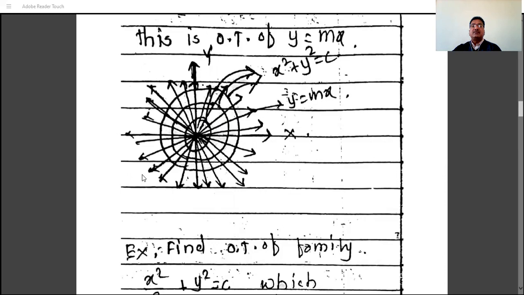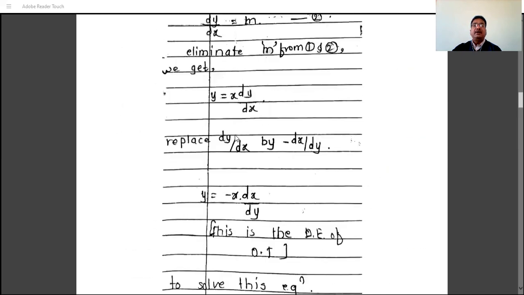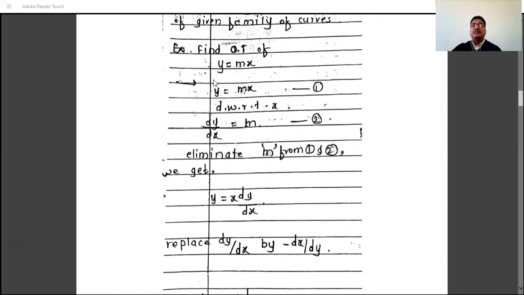So y is equal to mx, then y is equal to 2x, y is equal to 3x, y is equal to minus x is the line passing through the second and fourth quadrant, which divides the second and fourth quadrant into equal parts. That is y is equal to minus x. All these lines y is equal to mx are lines passing through origin. This is the given family of curves, the family of straight lines passing through origin, and we have to find the orthogonal trajectories of this family of straight lines.